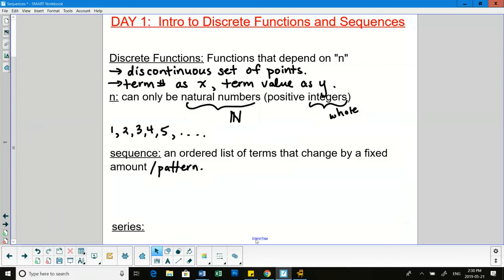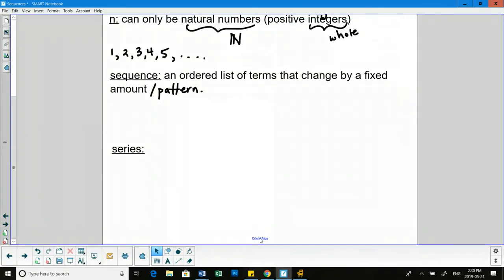Okay, and then we're not going to touch on series today, but just so that you have the setup information here, a series is the ordered list of terms from a sequence, but added together. So we call this the sum of a sequence.